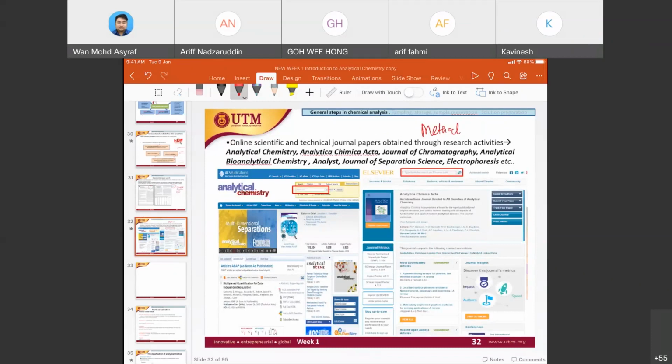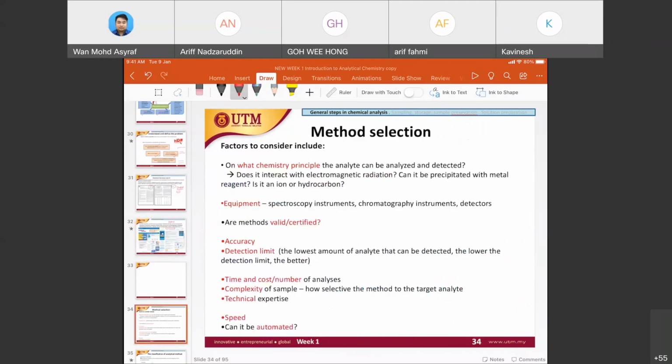Okay. So because when you are selecting a method, there are factors for you to consider. Okay. So what chemistry principles of the analyte that can be analyzed and detected? Okay. Kalaulah method itu menggunakan equipment apa yang digunakan? Equipment tu present tak dekat dalam you punya lab? So contohnya, katakanlah you ada lab, you punya lab ada GC-FID sahaja.